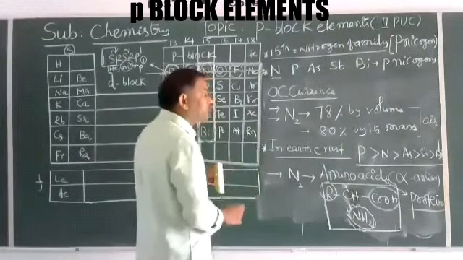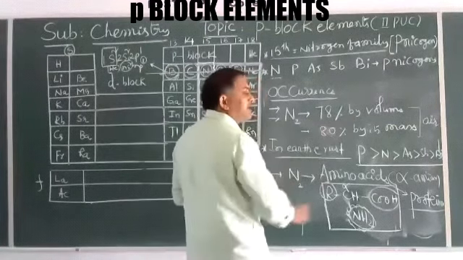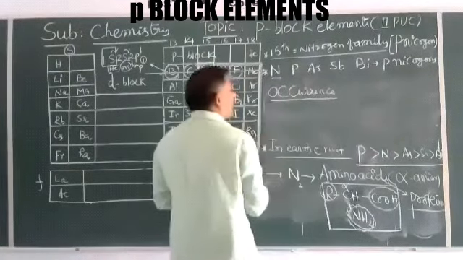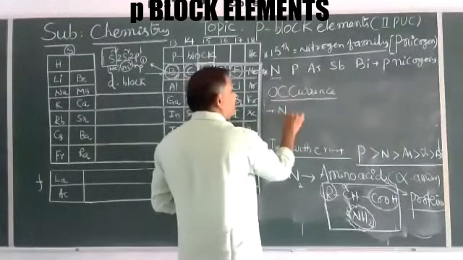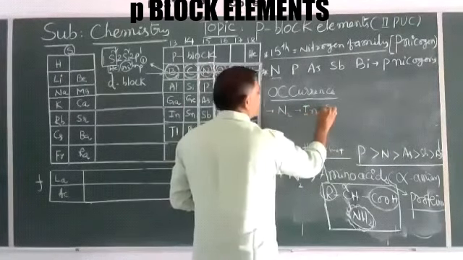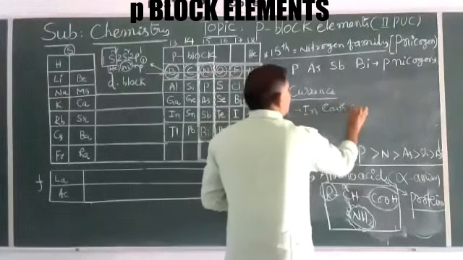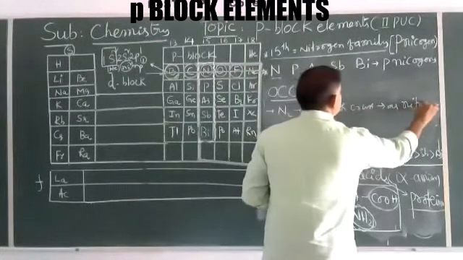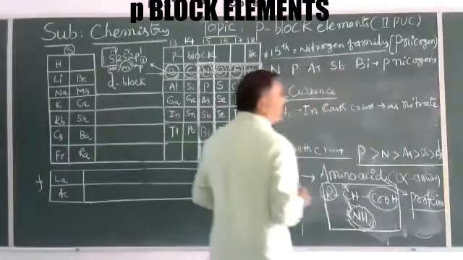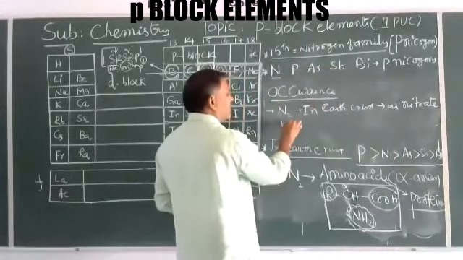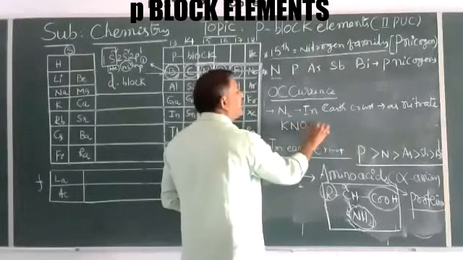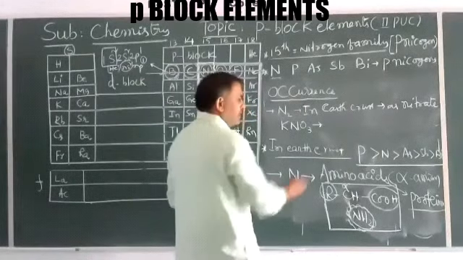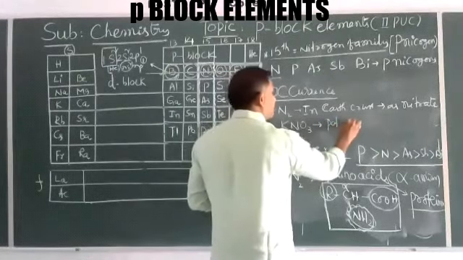And in the earth crust, nitrogen is mainly present as nitrates, in the earth crust exist as nitrates. Maybe at objective level they will ask: KNO3 is there. Its general chemical name we know. What is that? Potassium nitrate. So its name is potassium nitrate.